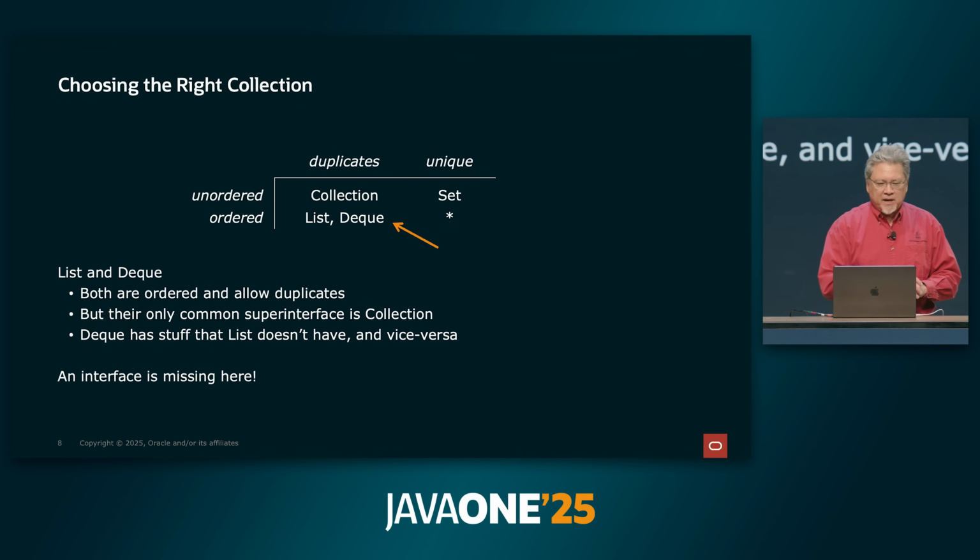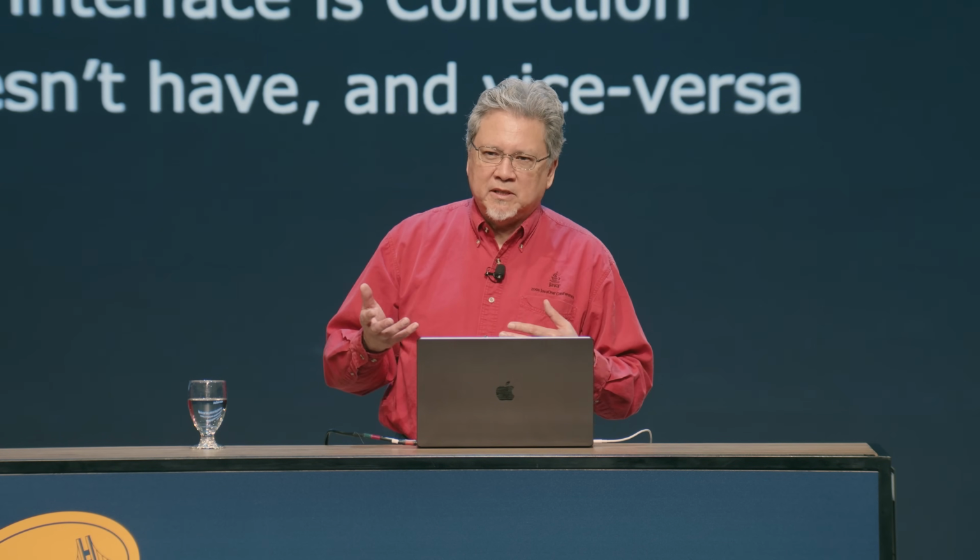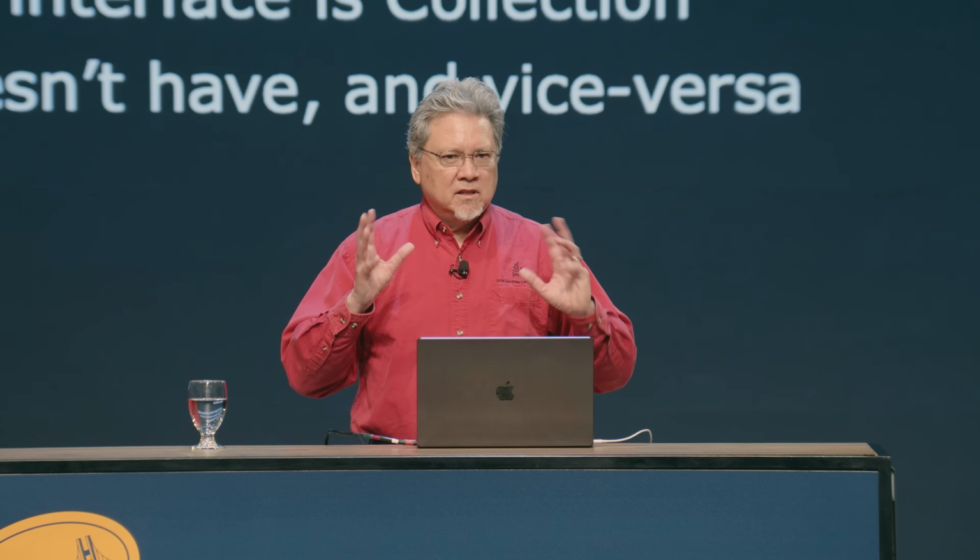Okay, so actually, let's go back to an ordered collection that permits duplicates. So list and Deque are both interfaces that have these characteristics, but there's no commonality between them. Their most common supertype is Collection, which is different. And also they have different operations on them, and so Deque has a bunch of interesting stuff on it that list does not have.